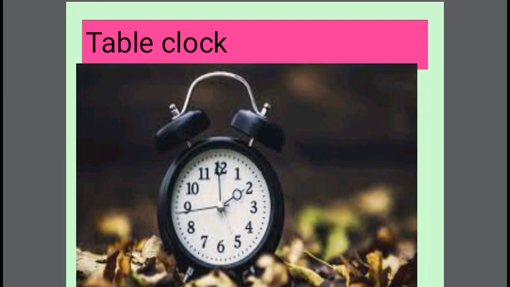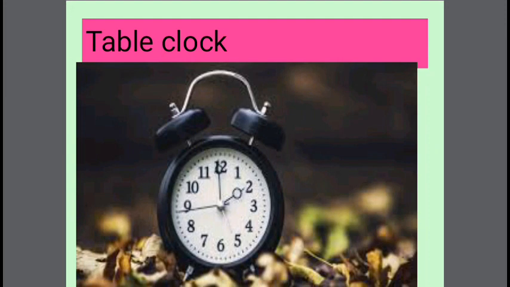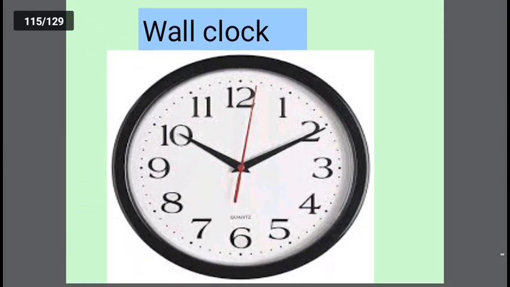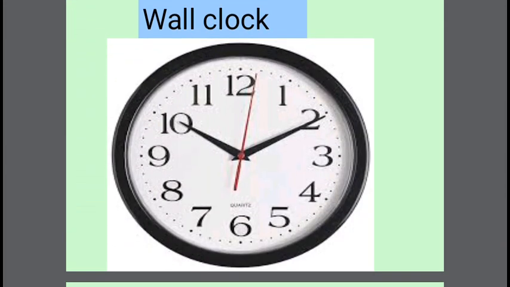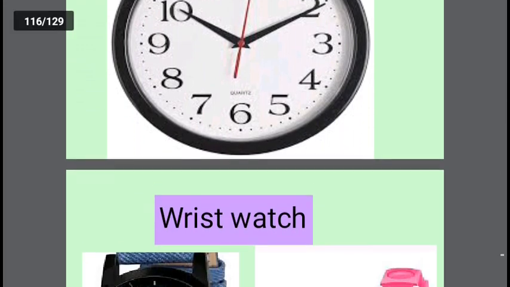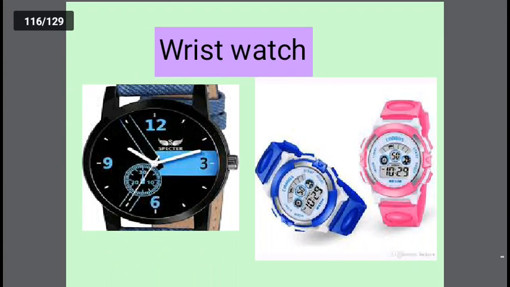So you can see a picture of a table clock. Another one is the wall clock. This is a wall clock. We normally hang it in our sitting room at home, on the wall. Another clock that we normally use in checking time is our wristwatch. We have children's wristwatches and we have adult wristwatches.